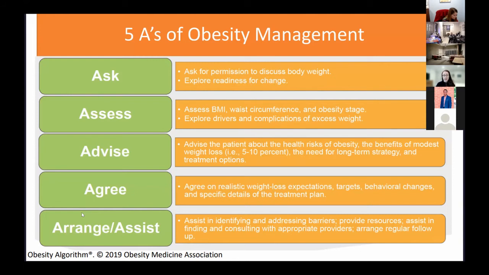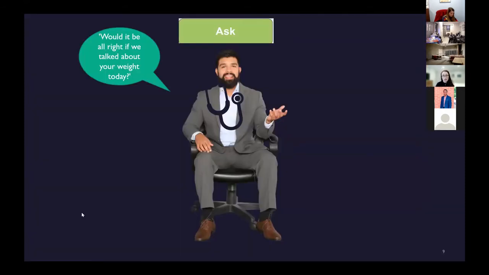So we're talking about lifestyle. There's the 5 A's of obesity management. I'm not going to go into this in depth, but it's just like the 5 A's of alcohol cessation or smoking cessation. And it's basically just, we ask first and then we assess.